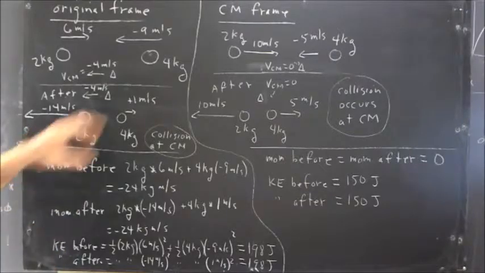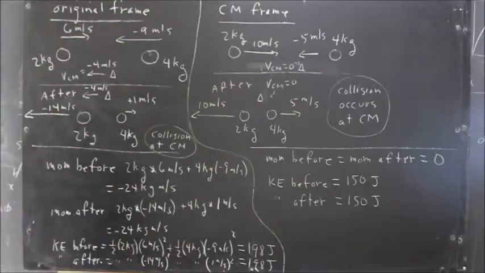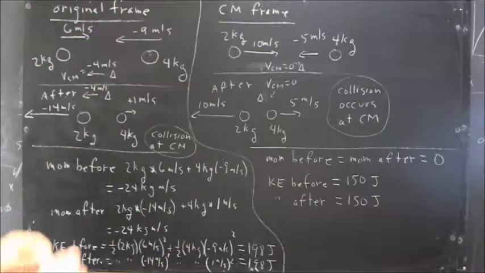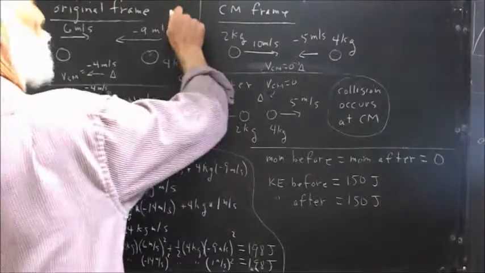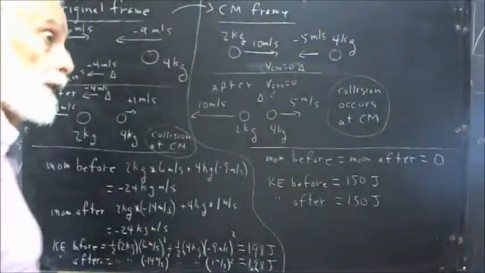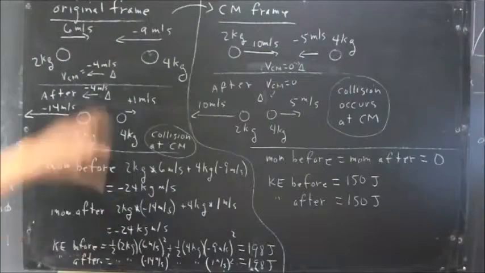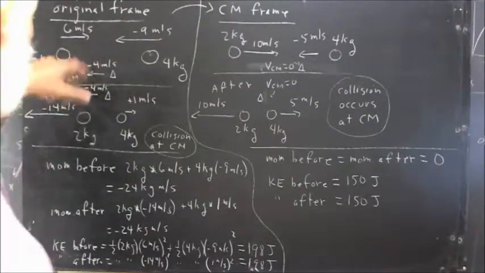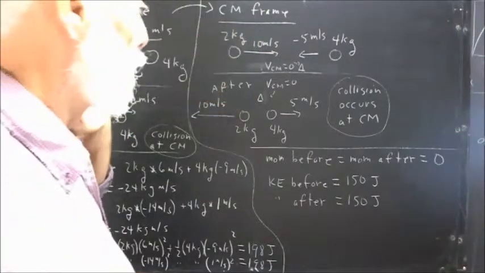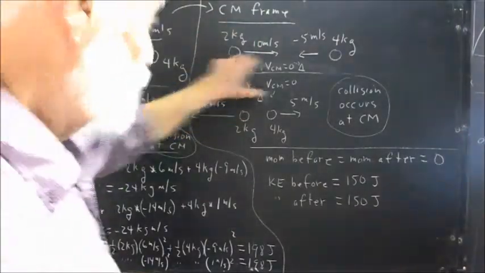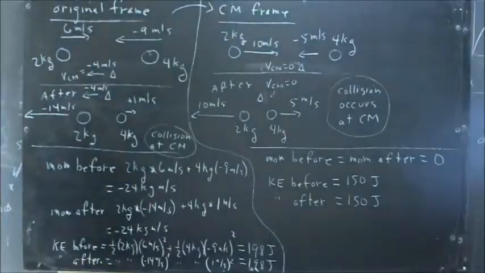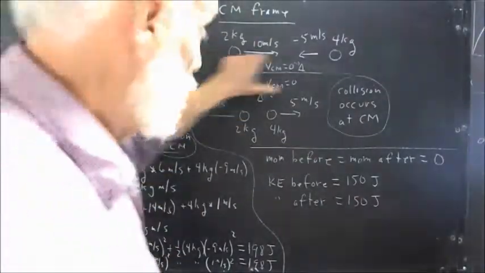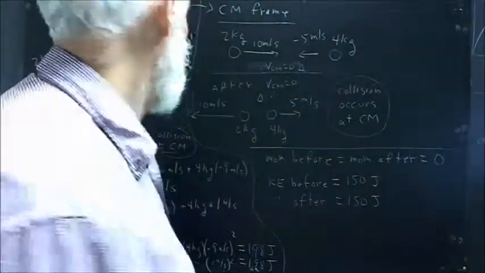We got that by transforming, or just changing our frame of reference. We went from the original frame to the center of mass frame. Having calculated the velocity of the center of mass, we calculated the velocities of the two objects relative to that center of mass, and we got 10 meters per second and negative 5 meters per second.